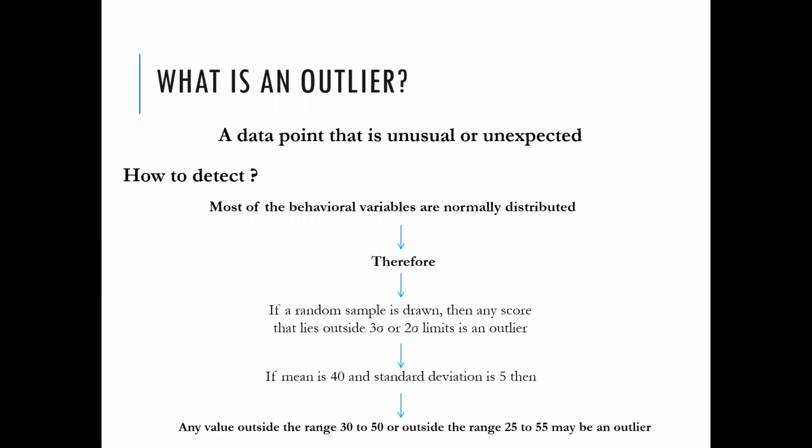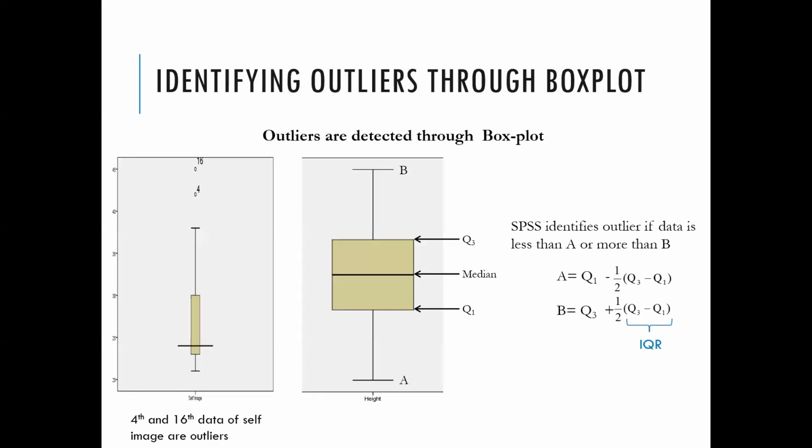So for example, if the mean is 40 and the standard deviation is 5, then any value outside of that range, less than 30 or greater than 50, right? So that's 2 standard deviations from that mean of 40, or outside the range of less than 25 or greater than 55. So that corresponds to 3 standard deviations away from the mean. Those observations might be outliers. And how do we look at that?